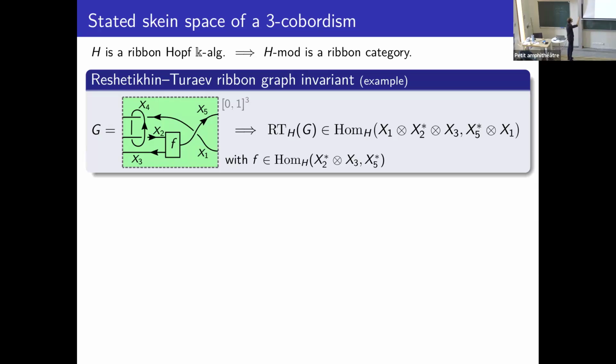And here I have put an example with a coupon. So you see you have a small box, which is labeled by an H linear map, whose source and target depend on the color of the strands.